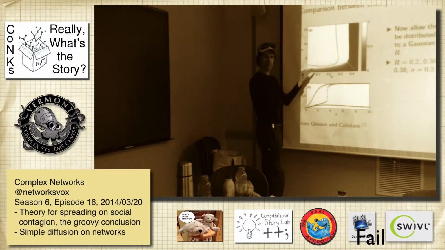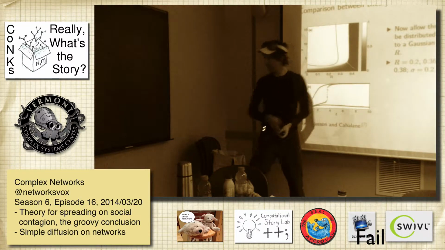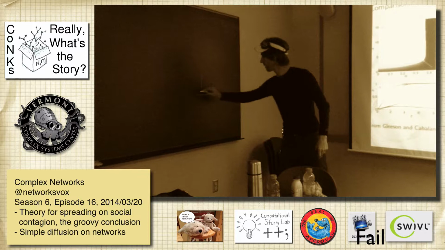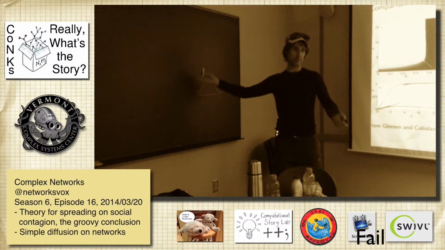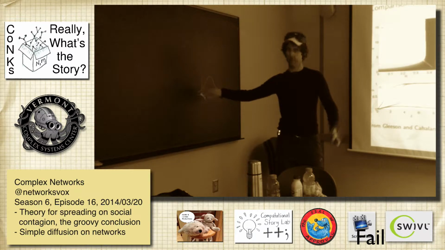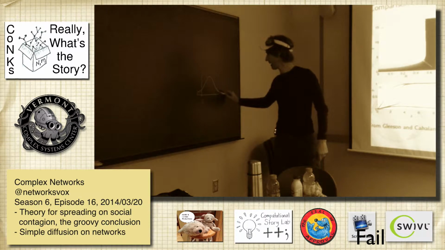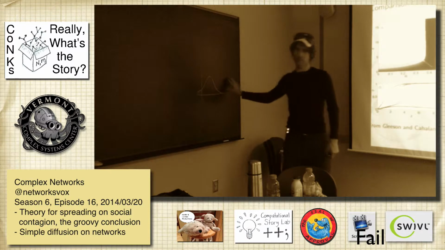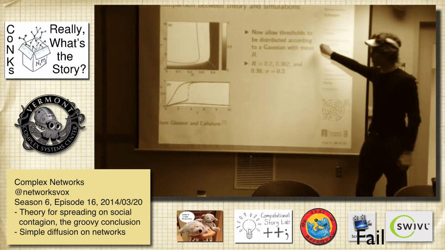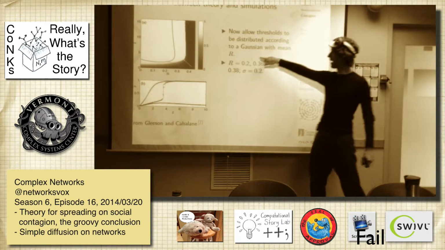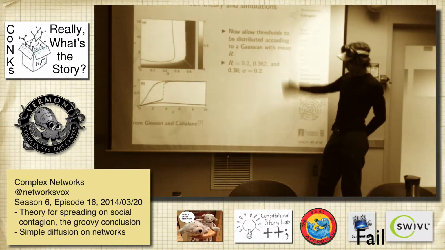So that same color scheme, and now thresholds are different. They're distributed according to a normal distribution, which is a bit funny because it's going to be mean 1 and 0. But the idea is that if you have a negative threshold, you just turn on for free. And if you have a threshold greater than 1, then you never turn on. So that's the idea. It's a Gaussian distribution of thresholds.